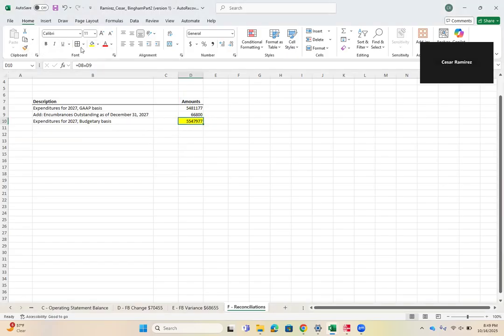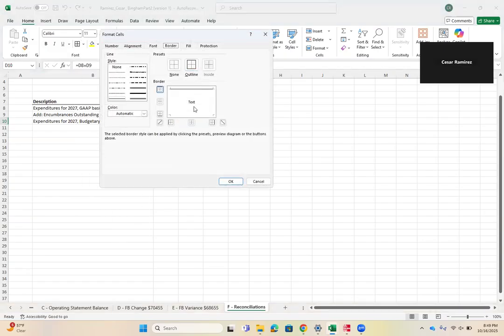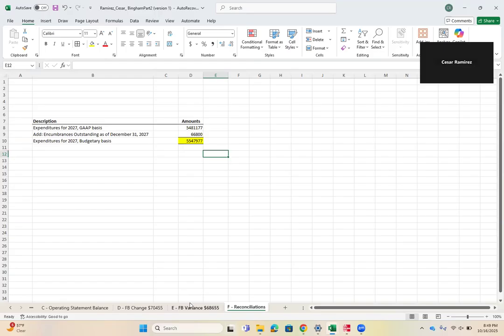Clean it up a little bit because of the OCD. Order. It looks a little bit cleaner.